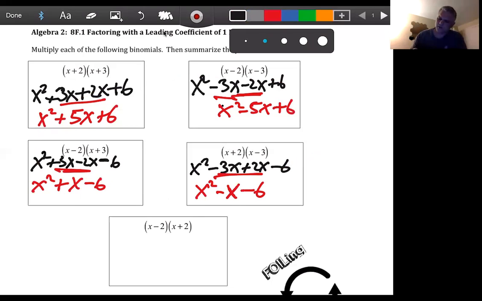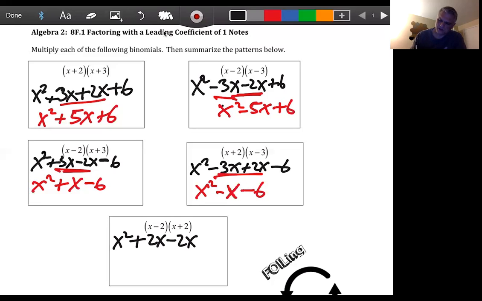Okay. And then this one here, we got just 2's and x's. So x times x is x squared. This is a fun one. X times plus 2 is plus 2x. And then minus 2 times x is minus 2x. So we got plus 2x and minus 2x. And then minus 2 times plus 2 is minus 4. Okay. So combine your like terms. They cancel. Goodbye. So I got x squared minus 4 all by itself.